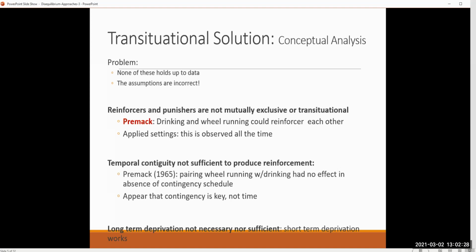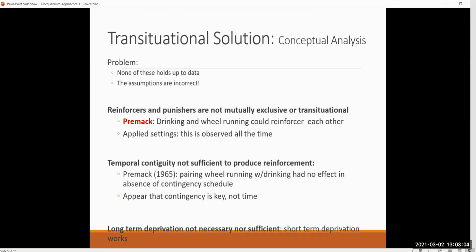We also know that temporal contiguity is not sufficient to produce reinforcement. Just because 2 events occur next to each other doesn't make them a reinforcer or a punisher. What makes them is a contingency between a response and the next event. So it has to be a contingency. And in fact, Premack showed that you could have wheel running and drinking right next to each other. The animal could engage in either, and they weren't reinforcing until he set up a contingency where you had to do one to get to another. So it appears that the contingency is key and not the time or temporal contiguity.